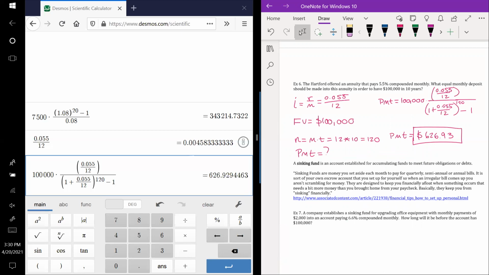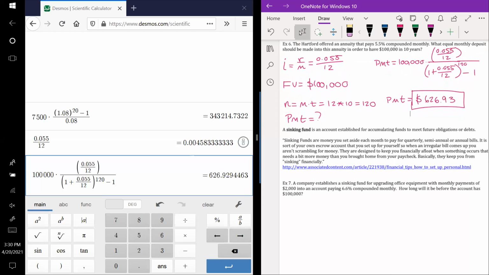Okay. Next. So a sinking fund is an account established for accumulating funds to meet future obligations or debts. Sinking funds are money you set aside each month to pay for quarterly, semi-annual, or annual bills. It is sort of your own escrow account that you set up for yourself. So when an irregular bill comes up, you aren't scrambling for money. They are designed to keep you financially afloat when something occurs that needs a bit more money than you brought home from your paycheck. Basically, they keep you from sinking financially.